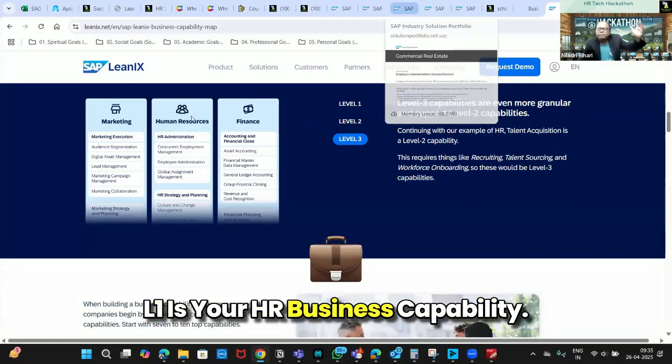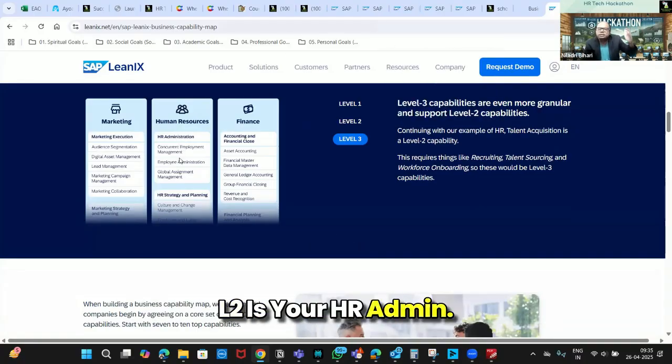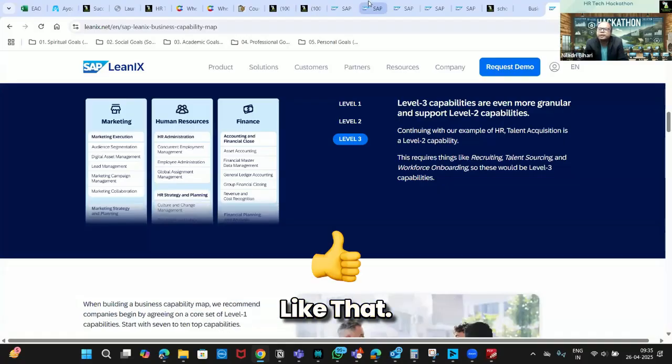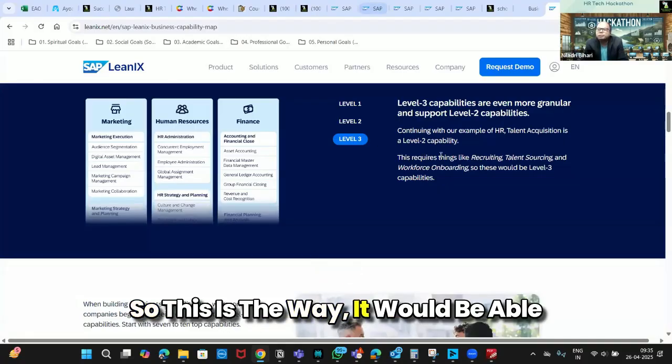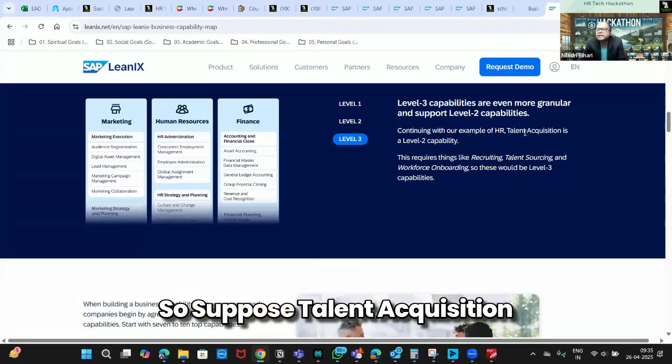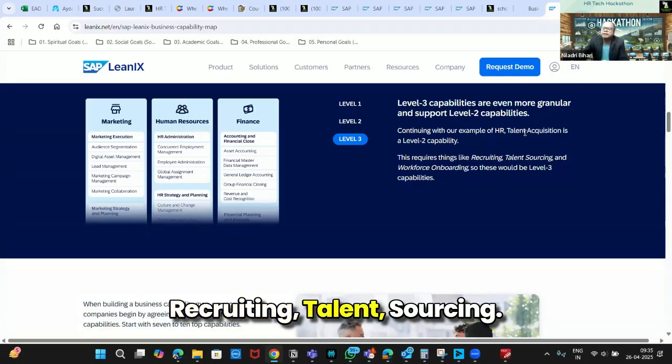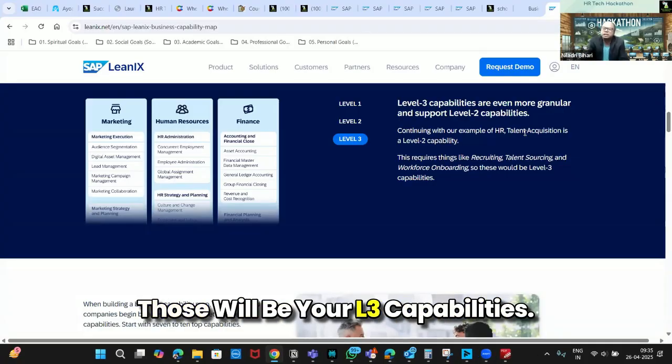L1 is your HR business capability. L2 is your HR admin. And L3 is your concurrent employment, global assignment, employee administration, like that. This is the way to understand it. Suppose talent acquisition is your level 2, then under that you will have recruiting, talent sourcing. Those will be your L3 capabilities.